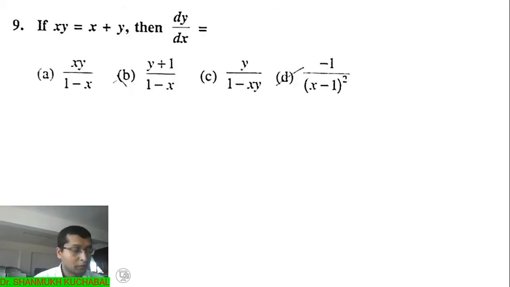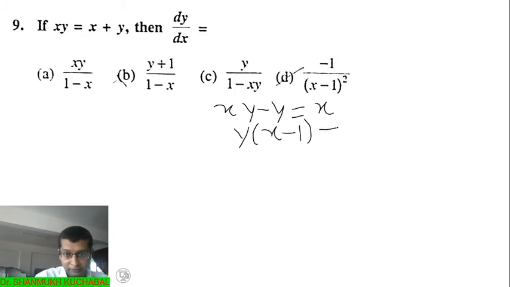So next we will move to example number 9. It is xy equals x plus y. So we collect y on the LHS. We get xy minus y equals x. Taking y common, we get y times x minus 1 equals x. So the solution for y is x divided by x minus 1.